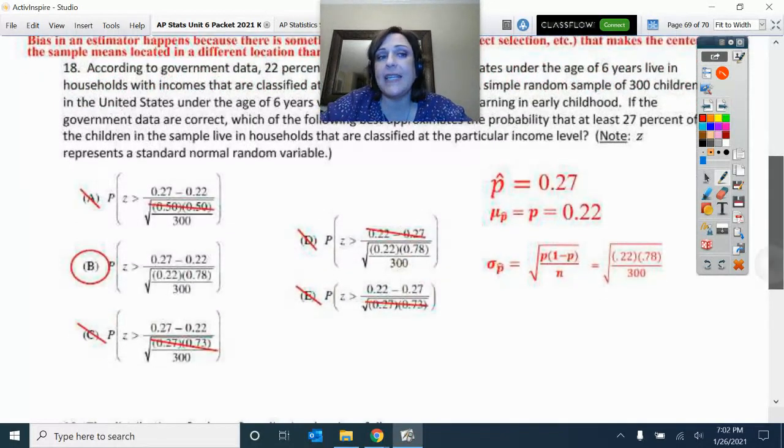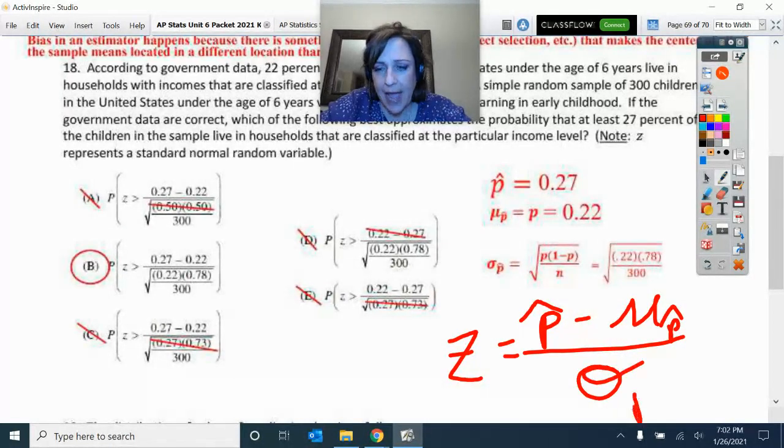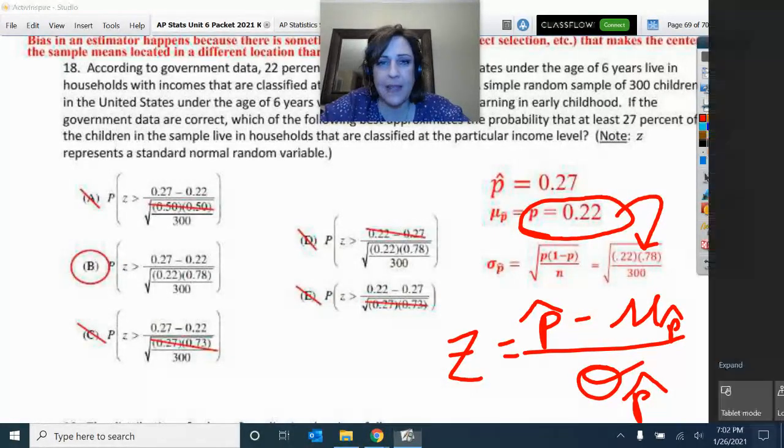Now, this number 18 is again just seeing if you get that z-score concept of your p hat minus the mean of the p hats over the standard deviation of p hats. So fill in the proper things, making sure that you're keeping the true p as the proportion in your standard deviation. Okay, and so then that gives us b there.